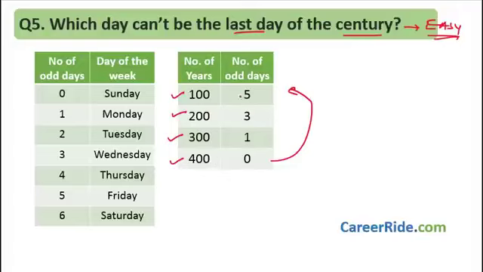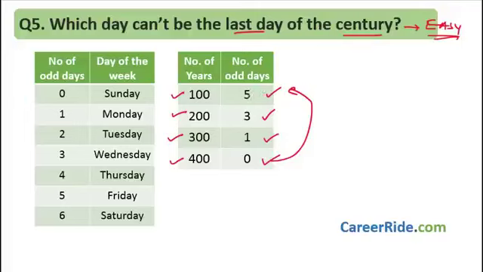Okay, now see, how many odd days are there in 100 years? We have already seen this, okay, in our basics. There are 5 odd days here. 200 years, 3 odd days. 300 years, 1 odd day. 400 years, 0 odd days. And we also know that these numbers of odd days correspond to some days through our code table.